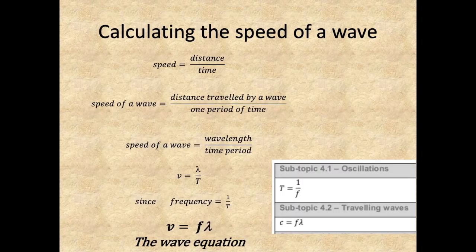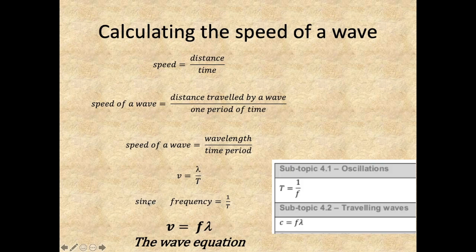So we know the speed is given as distance over time. Well, speed of a wave can be calculated by distance traveled by a wave in one period of time. The name we give to distance traveled by a wave in one period of time is wavelength, divided by time period, which looks like this. V equals lambda divided by T. Obviously, this would be meters per second.